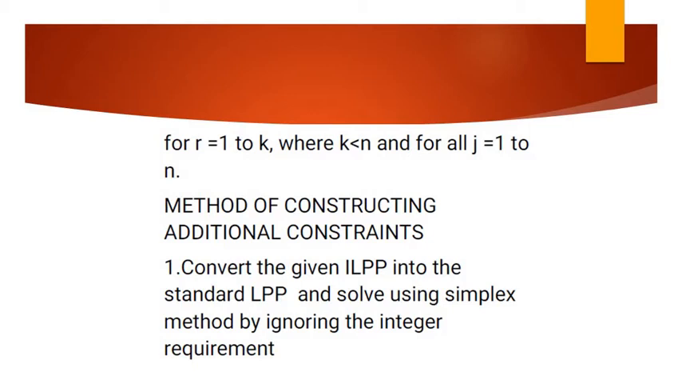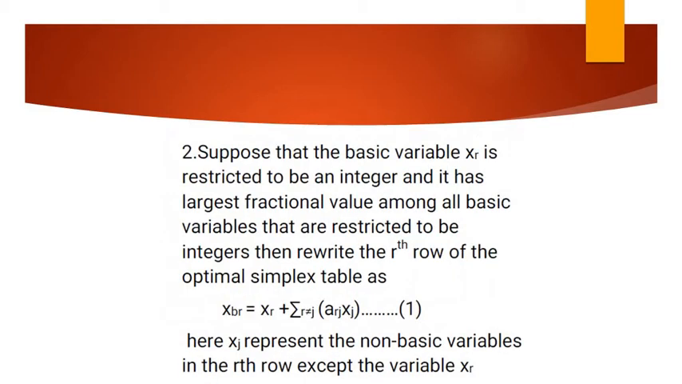First, we convert the given integer linear programming problem into standard linear programming problem and solve using simplex method by ignoring the integer requirement. Suppose that the basic variable xr is restricted to be an integer and it is the largest fractional value among all basic variables that are restricted to be an integer value. Then we rewrite the r-th row of the optimal simplex table as xbr is equal to xr plus sigma arj xj, j not equal to r. We take that as equation 1.